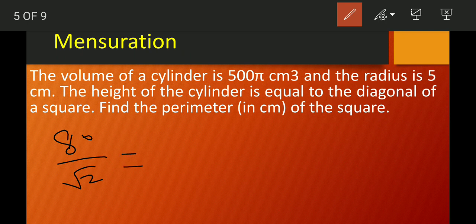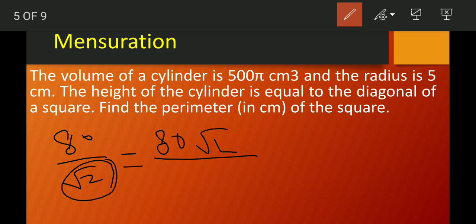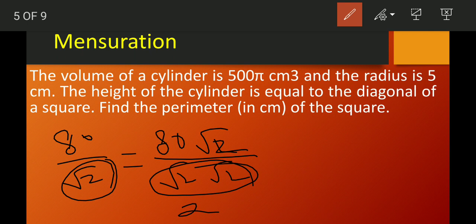But in certain cases, according to the answer options, we sometimes have to rationalize this. Rationalizing means we have to multiply by root 2 in the denominator as well as in the numerator. This root 2 and root 2 combine and give us 2, so we can simply get 40 root 2 centimeter as our answer. So this is our answer.